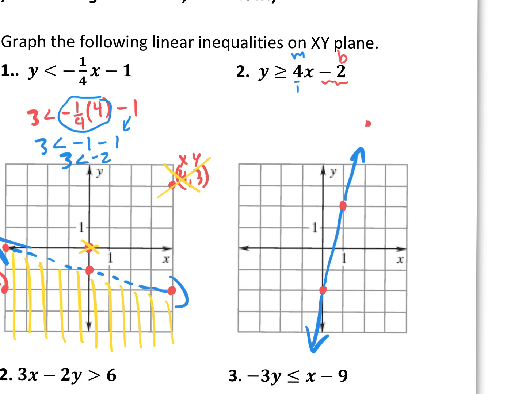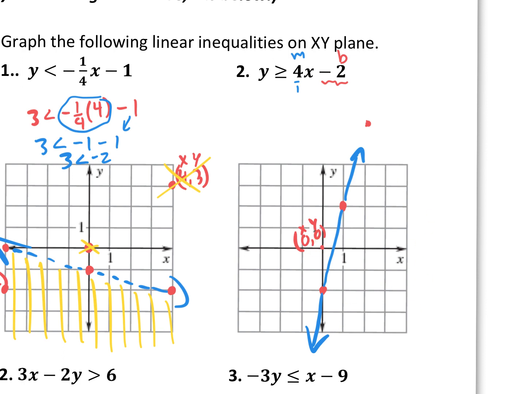We just did it over here. We tested 4, 3. That wasn't the easiest. The easiest is 0, 0, right? So if I test this point right here, the point 0, 0, 0 for x, 0 for y, and if it works, then it is a solution. That means that all the solutions are going to be right here. If it doesn't work, that means that all my solutions are on the other side.